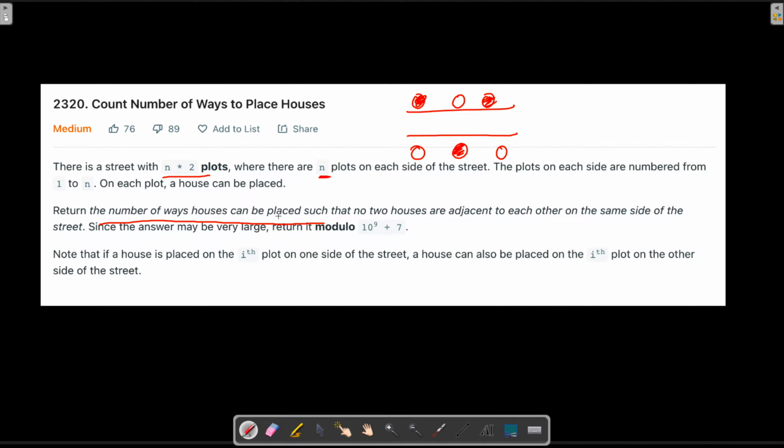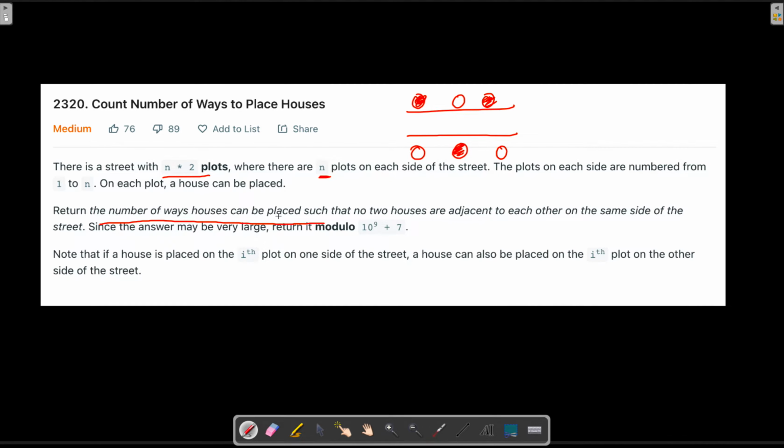So I'm going to take a case where we have 2 plots. So if we have 2 plots here, we are going to have 2 plots here as well. So one thing that we can notice is that if we know the number of ways to arrange these houses on one side, or number of ways to put houses on one side, then both the sides are actually independent. So if the number of ways on one side is going to be x, number of ways on the other side is also going to be x, because the number of plots is exactly the same, right? So if we multiply both the numbers with each other, that's going to be our answer.